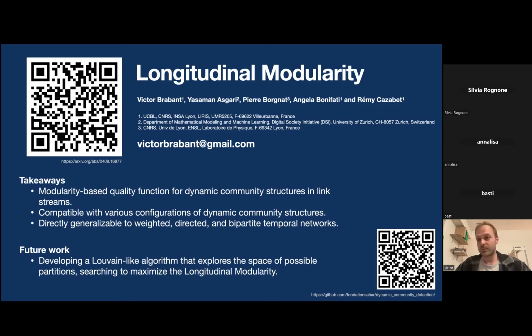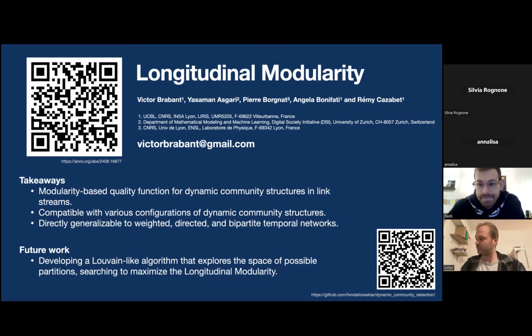So now, for the next step, we have a formula that can tell us if a community structure is nice or not. And now we have to find a Louvain-like algorithm to optimize this formula and automatically find the best community structure for these functions. That's all for me. Thank you, Victor.